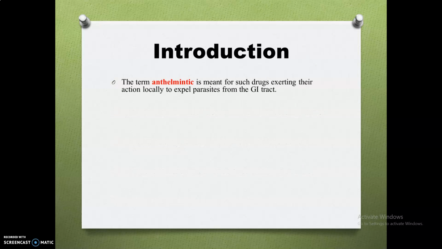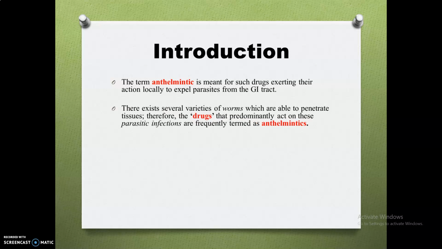Introduction. The term anthelmintic is meant for such drugs exerting their action locally to expel parasites from the gastrointestinal tract. There exist several varieties of worms which are able to penetrate tissues. Therefore, the drugs that predominantly act on these parasitic infections are called anthelmintics. Hence the definition: the drugs used to combat any type of helminthiasis are termed as anthelmintic agents.